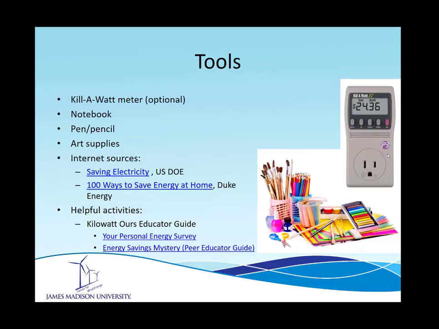So in this task, similar tools as last time. In task 1, a kilowatt meter is something that will help you keep track of your electricity usage before, during, and after your conservation implementation. Again, you can just use a notebook and pen or pencil to keep as good a log as you possibly can in that space. And then I threw in the idea of art supplies.